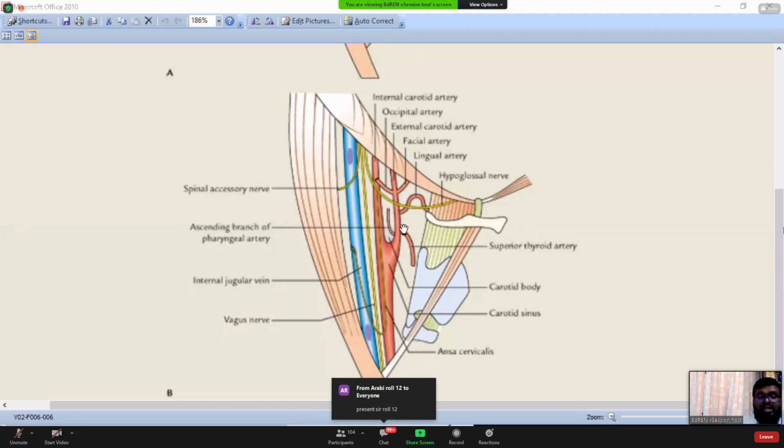Next, what? Ansa cervicalis. Can you see it from here? This is a U-shaped loop of nerve. That is called ansa cervicalis. How it is formed, I'm going to tell you. Just now, identify the structures here. Along with that, you can see the internal jugular vein here, and some deep cervical lymph nodes. These are the lymph nodes. And one more important thing is the cervical part of the sympathetic trunk.